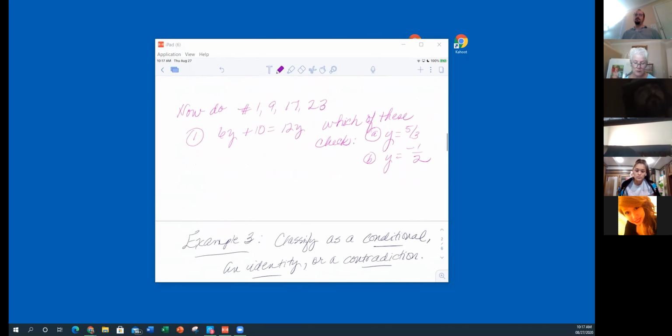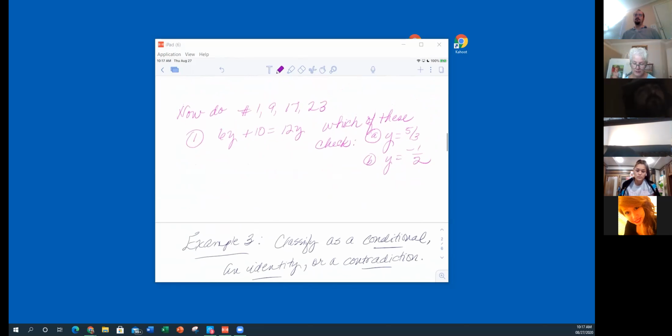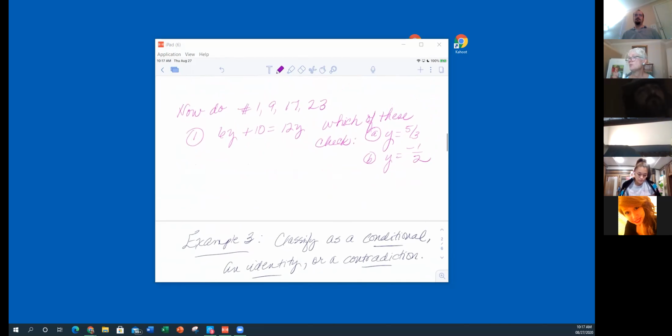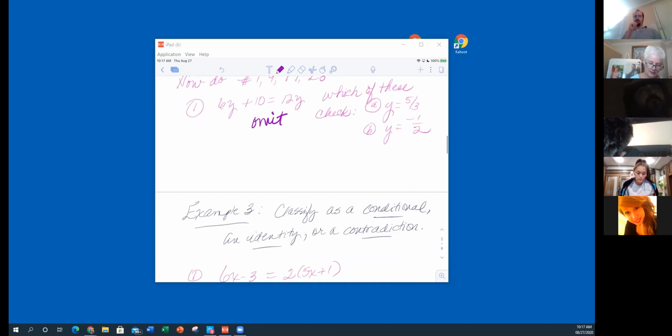So now we're going to do number 1, 9, 17, and 23. I left off number 1. Number 1 is just a checking problem, just showing you how to check, and we already did that one. We already spent way too much time showing you how to check. So don't worry about number 1; you may omit it. And let's do number 9, 17, and 23.